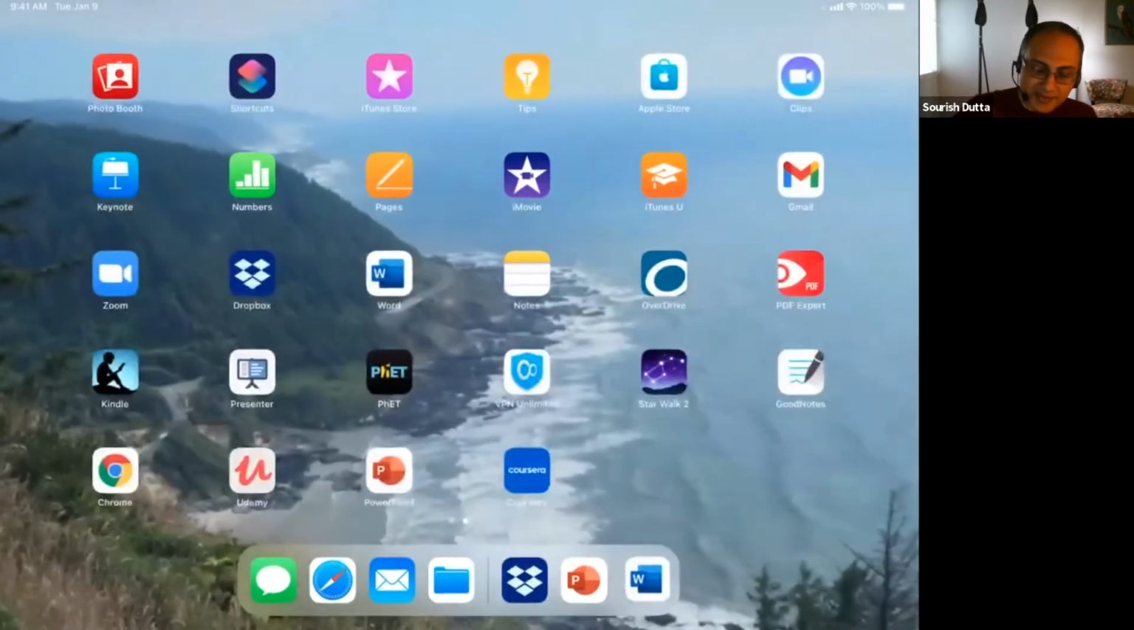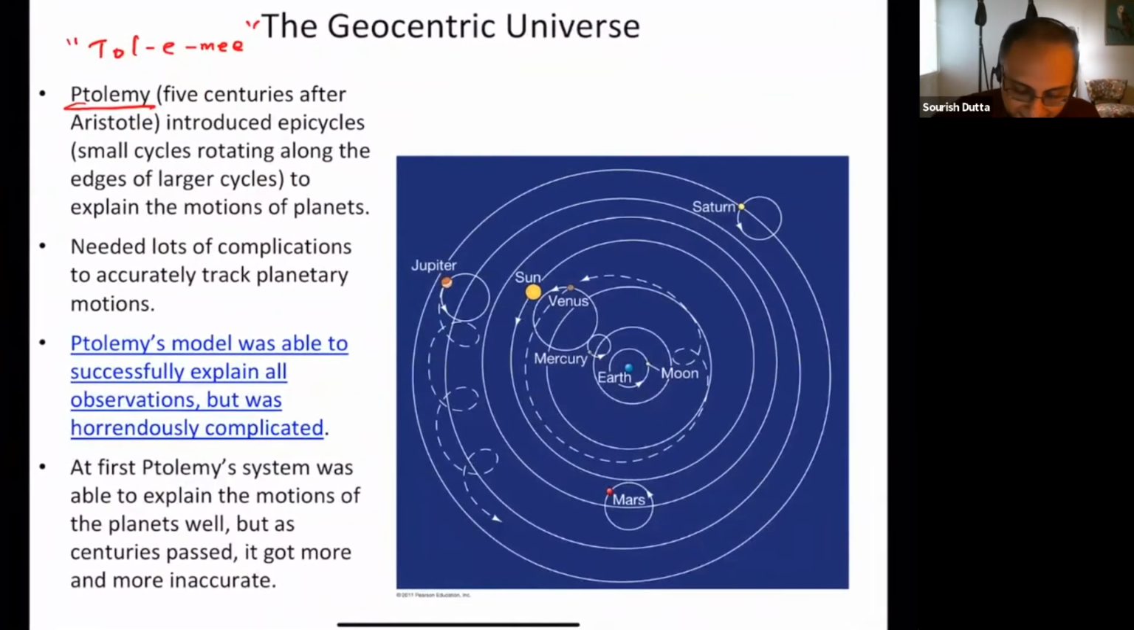So there's a nicer picture over here. So if you look at this Saturn, for example, Saturn is going around in this big circle, big orbit around the Earth, but at the same time, it's also describing a smaller circle as it goes around this big circle, right? So this smaller circle is called an epicycle.